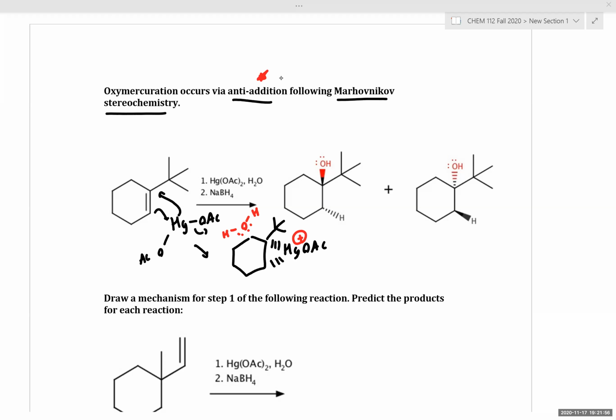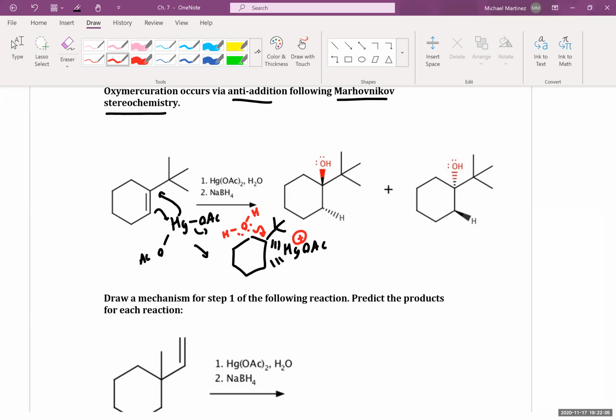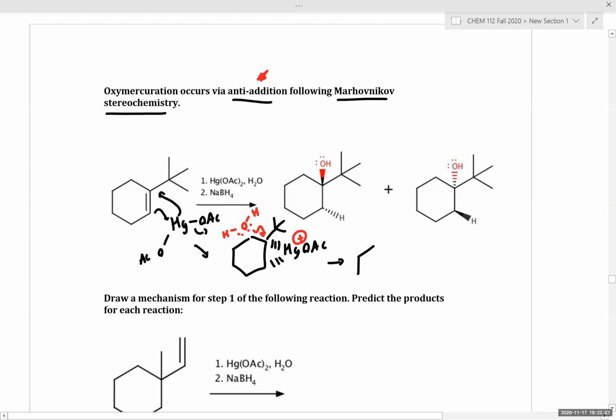So because it occurs via anti-addition, our alcohol is going to attack and add from the opposite face to our mercurinium intermediate, in turn giving us the anti-addition product. Now, of course, this stereocenter with our mercury atom gets racemized during reduction. But it's important to note because, as you'll learn in later classes, there are means to intercept this alkyl mercury species and use it for further reaction.